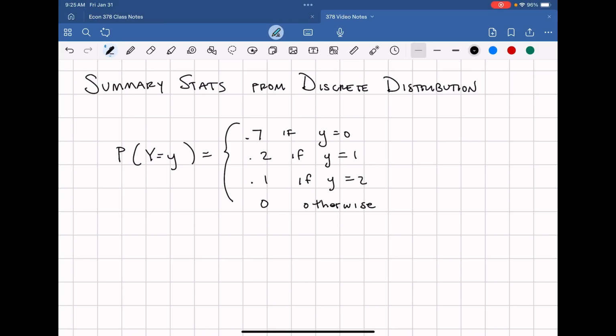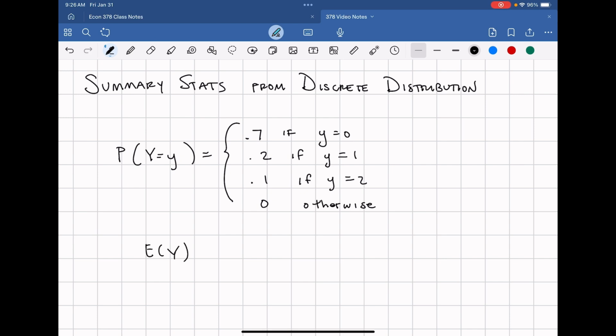We're going to look to calculate summary stats from a discrete distribution. What we mean by a discrete distribution are random variables that take on discrete values like 0, 1, 2, 3. When we think of summary stats, there's going to be a few summary stats we're going to think about as most important. The expected value of the variable y.